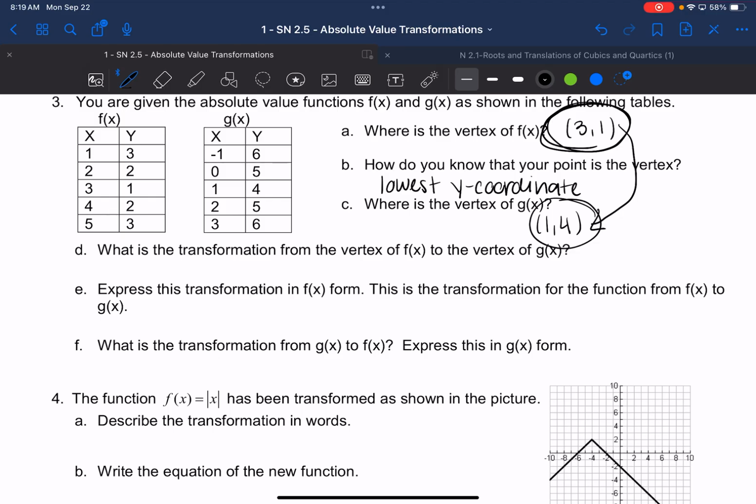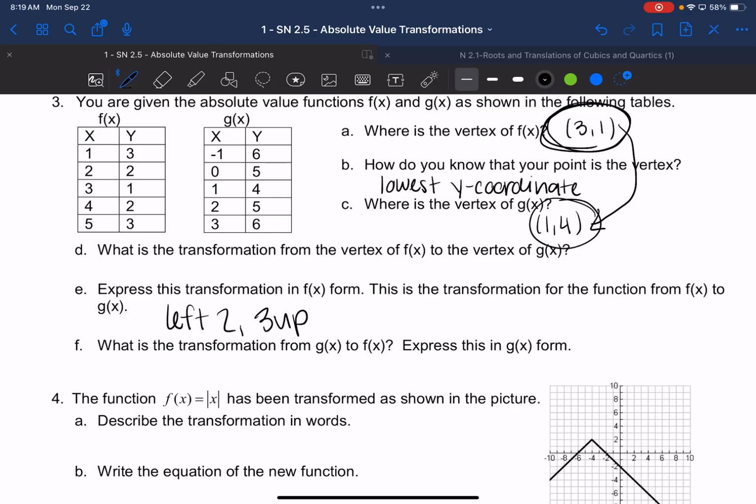Left 2. Negative 2. Yeah, left 2. Okay, good. So left 2 places. And how else would we have had to move? Up 3. Good. All right. So we were able to describe that in words.